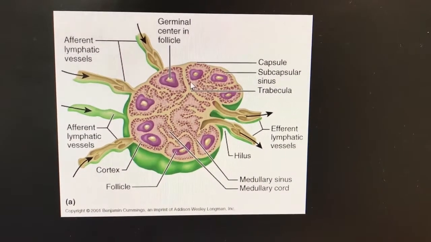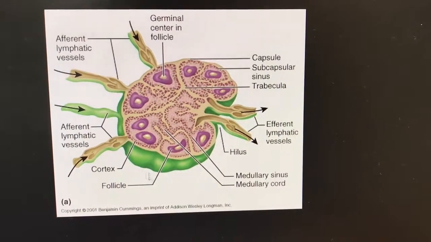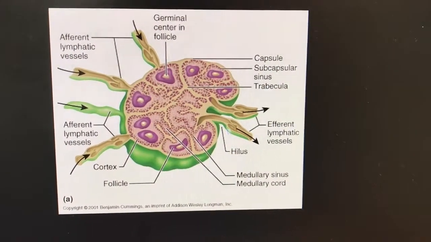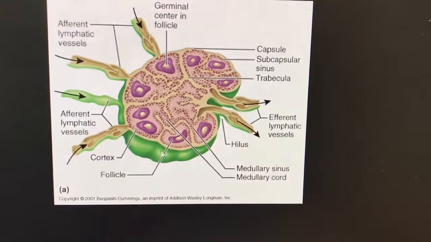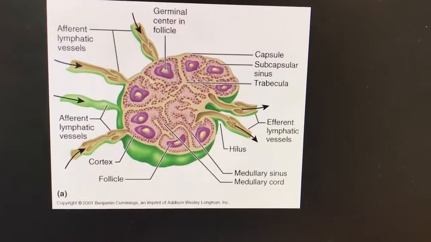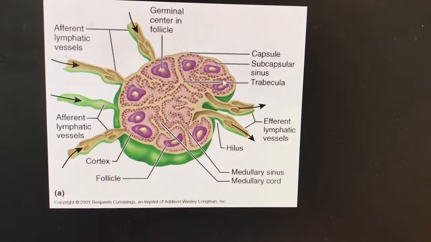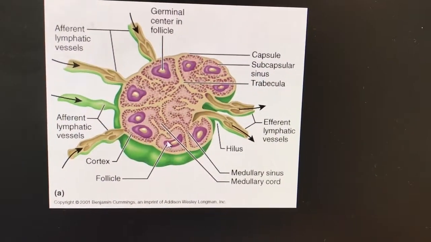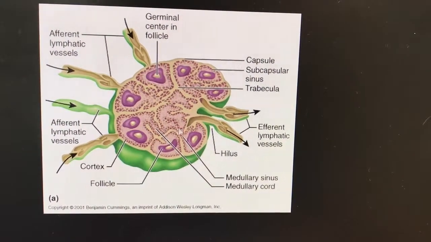Here we will look at the structure of the lymph node itself. The outside of the lymph node is the capsule, this green area here, which walls off the lymph node from the rest of the body. There are also trabeculae within the lymph node that divide it up into sections. This outer layer of the lymph node is the cortex. This inner layer in the middle is the medulla.